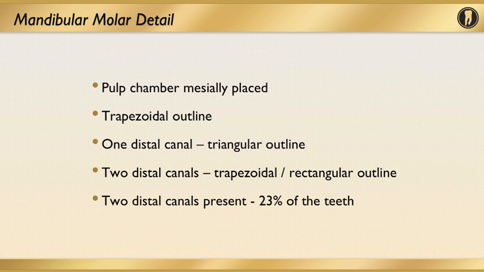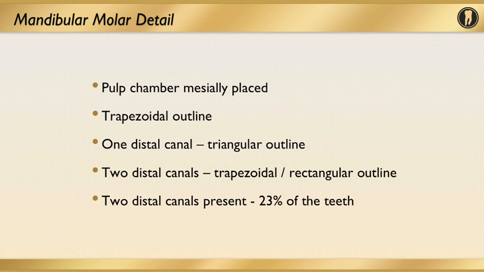In detail, in the mandibular molar, the pulp chamber many times is mesially placed. The outline of the actual posterior access is trapezoidal in shape. One distal canal in most cases provides us a more broad triangular shape as compared to the trapezoidal shape. That will take place upon initial penetration, outlining of the canal space, and refinement of the canal space.